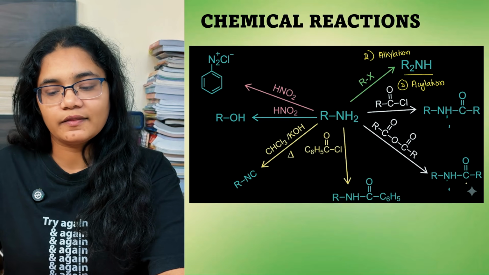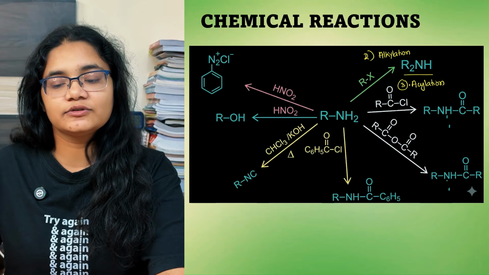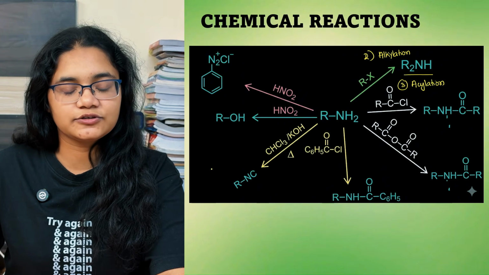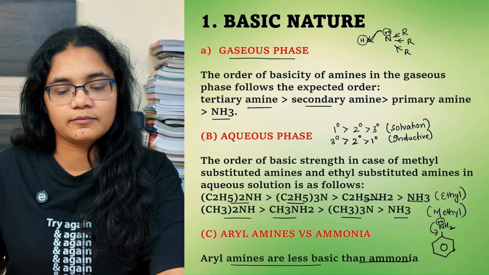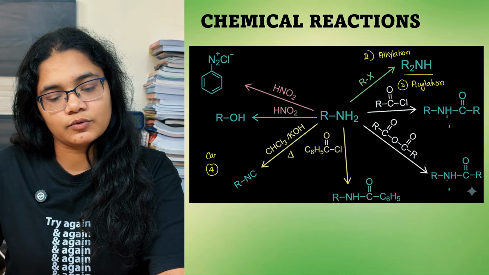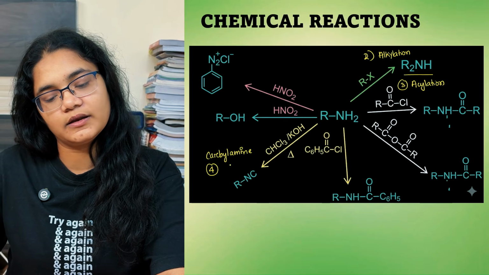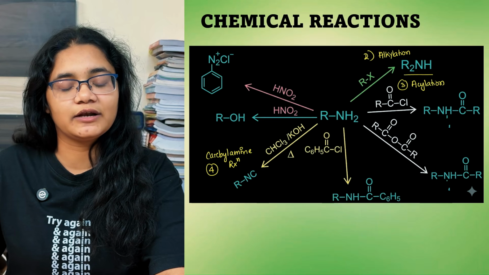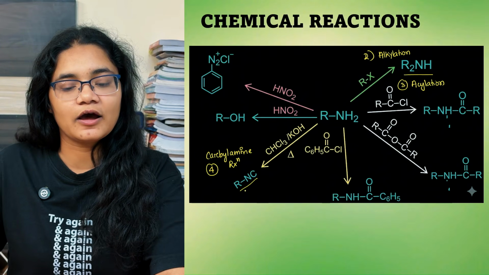RNHCOR you get, then you have RNHCOR you get, RNHCOC6H5 you get. So these are all the examples of acylation reaction. Now the next reaction is your fourth one, that is the carbylamine reaction. So here when you take a primary amine and treat it with chloroform and KOH, CHCl3 and KOH, you get RNC.